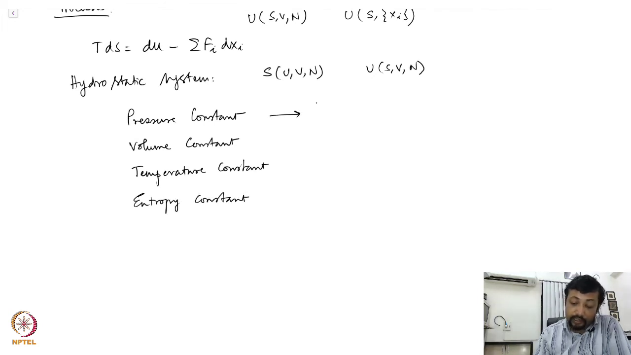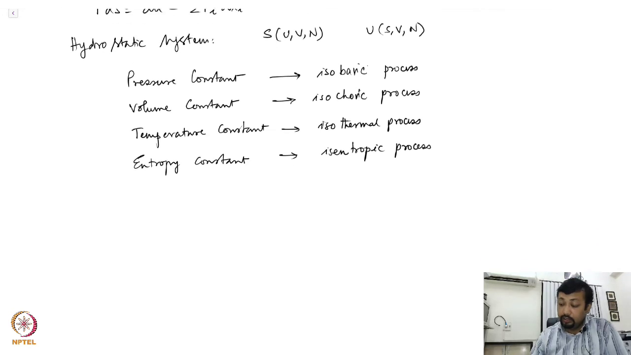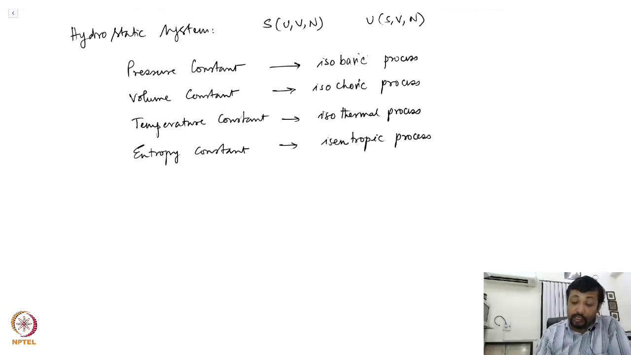This is what is known as an isochoric process. Sorry, it's the other way around. This has to be an isobaric process. This has to be an isochoric process. And this is what is called an isothermal process. This is an isentropic process. You have to realize that depending on the thermodynamic coordinates that you choose, these processes look different.